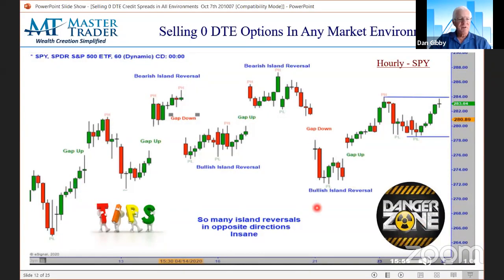So Greg, the reason I'm showing this is a mess. This is an hourly chart and it's a mess. But why don't you point out this concept of danger zones and why these still provide great 0 DTE credit spreads. All we're looking for is the turn.